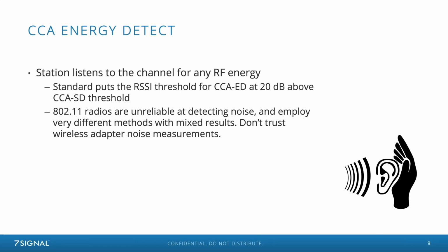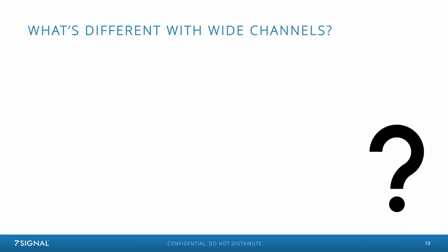And I will mention a trap that you shouldn't fall into, which is looking at the noise value an adapter shows you and thinking that that's going to be related to our energy detect CCA check. They're actually distinct things. And 802.11 radios are really bad at detecting noise. They often give you very misleading figures, and they can miss sources of non-Wi-Fi interference that might be tripping energy detect. So in general, it's a good idea not to trust those values. So that's the CCA process.